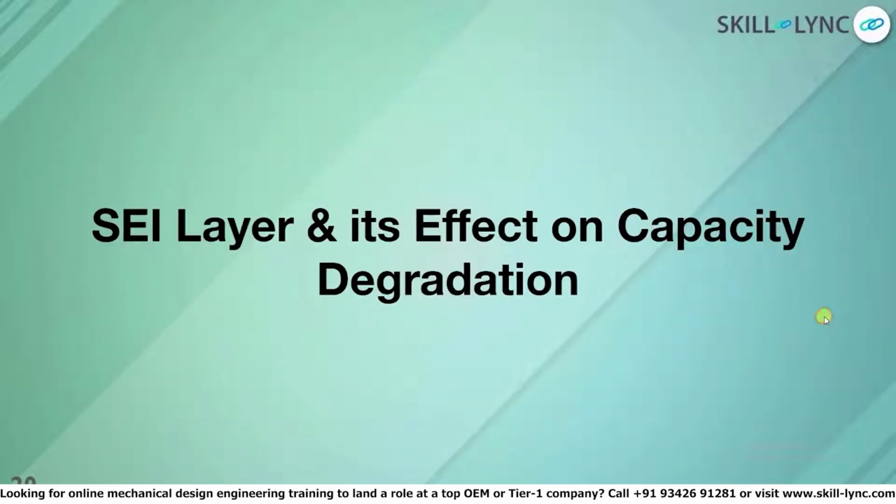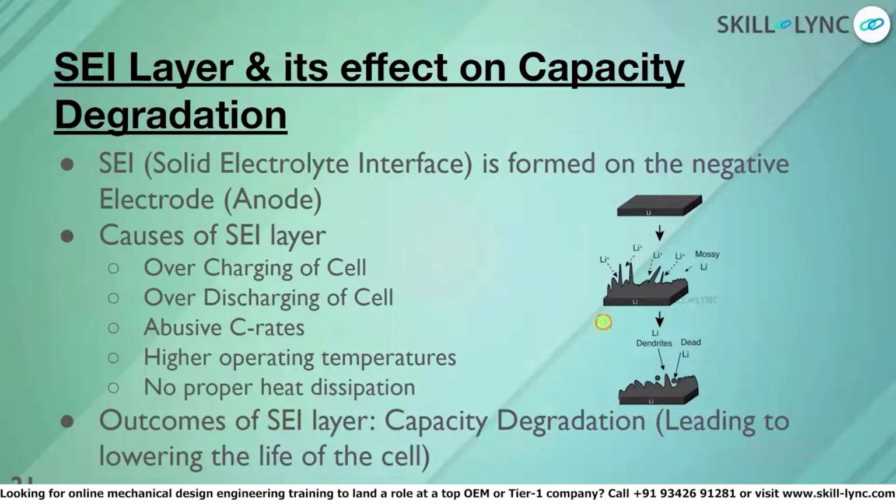Now let us understand SEI layer and its effect on capacity degradation. So all the above causes like overcharging, discharging, overheating of the cells, etc., can lead to an SEI layer formation, and this is something which increases the resistance of the cells and further deteriorates the whole cell and kills the cell at the end. So SEI layer is nothing but a solid electrolyte interface, which is formed because of all the abuses like overcharging, we have over discharging, we have abusive higher C rates, so we have high operating temperatures, and all these lead to a faster formation of solid electrolyte interface, and that is actually formed on the anode, which is the negative electrode.